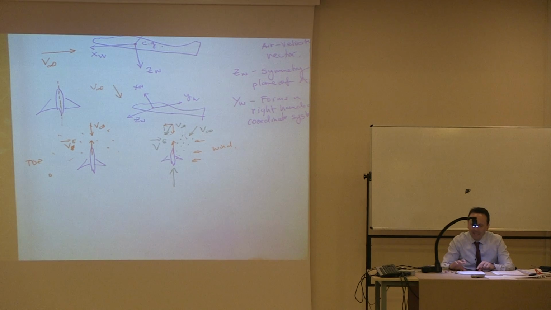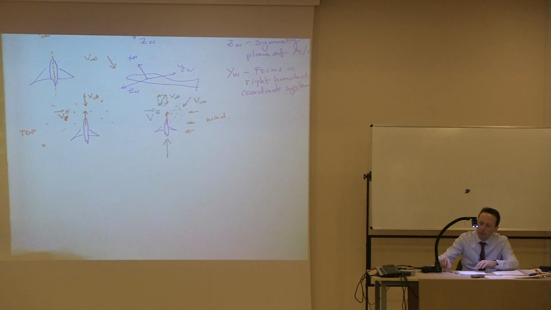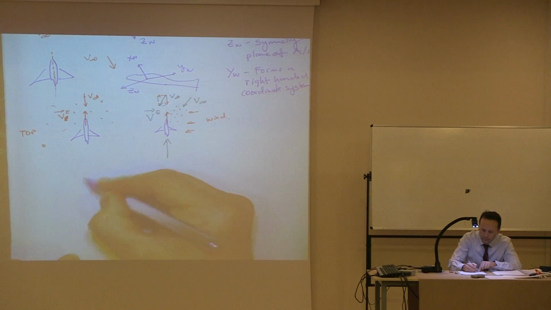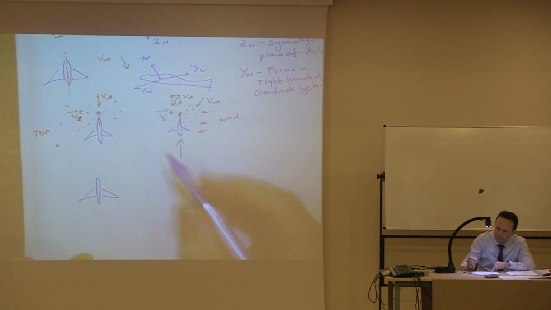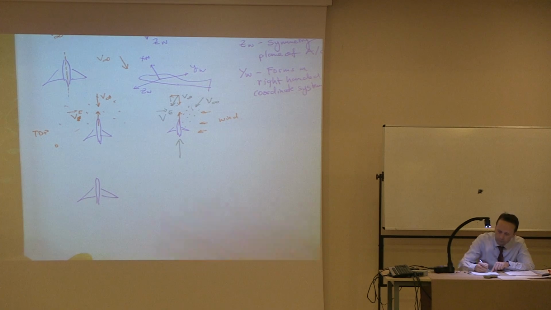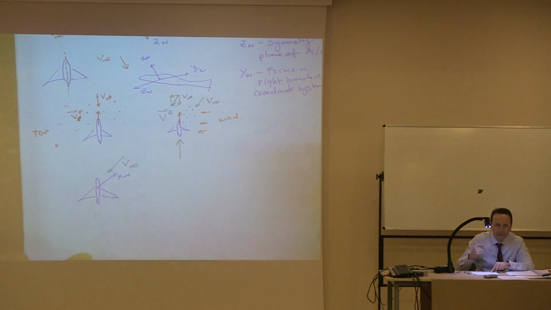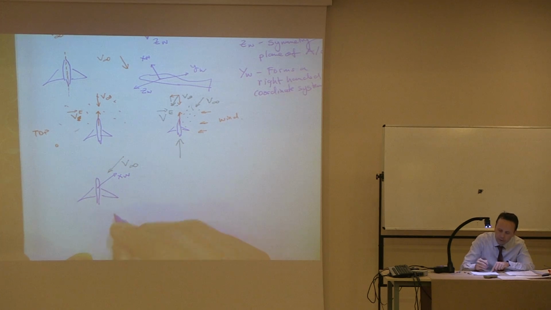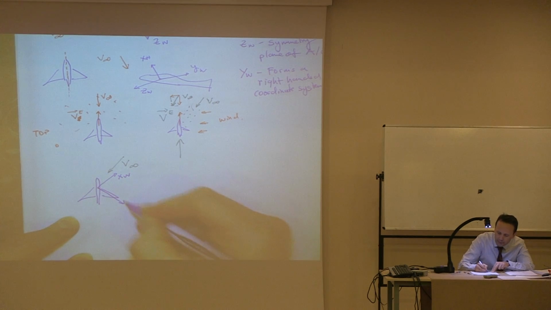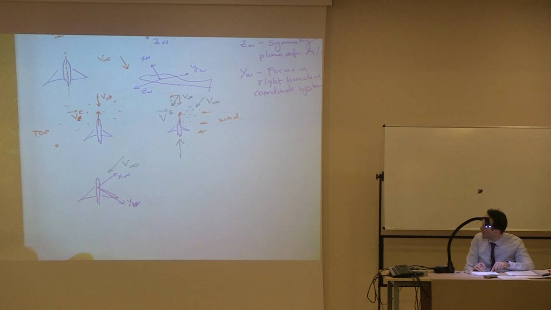Okay? Now, if this is V infinity, which way does XW point? Let me do that. If this is V infinity, which way will XW point? It will point towards V infinity, obviously, right? ZW into the plane, in the symmetry axis, and YW would be such that it has a right-handed coordinate system, so VW would look like that. But XW would always point towards V infinity.